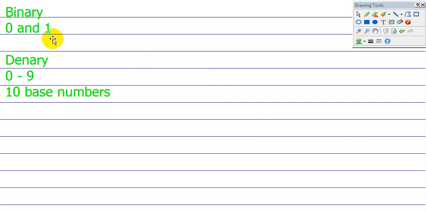However, in everyday life, we know we cannot get by just with that. We have to use our 10 base numbers, 0 to 9. 0 to 9 make up all the numbers we are used to. It is our denary or decimal number system.